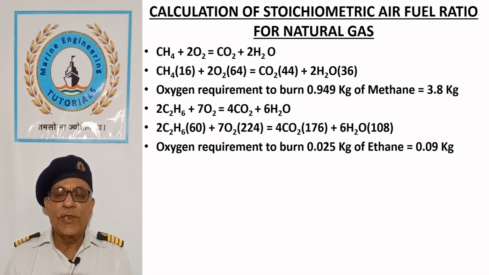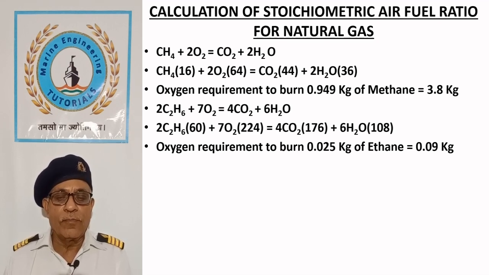As the percentage of ethane in natural gas is 2.5%, oxygen requirement for burning 0.025 kg of ethane can be worked out as 0.09 kg.